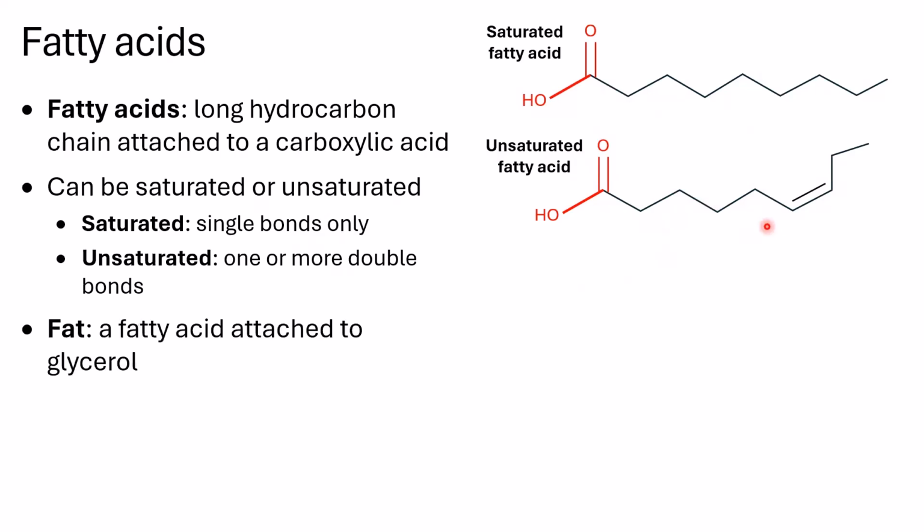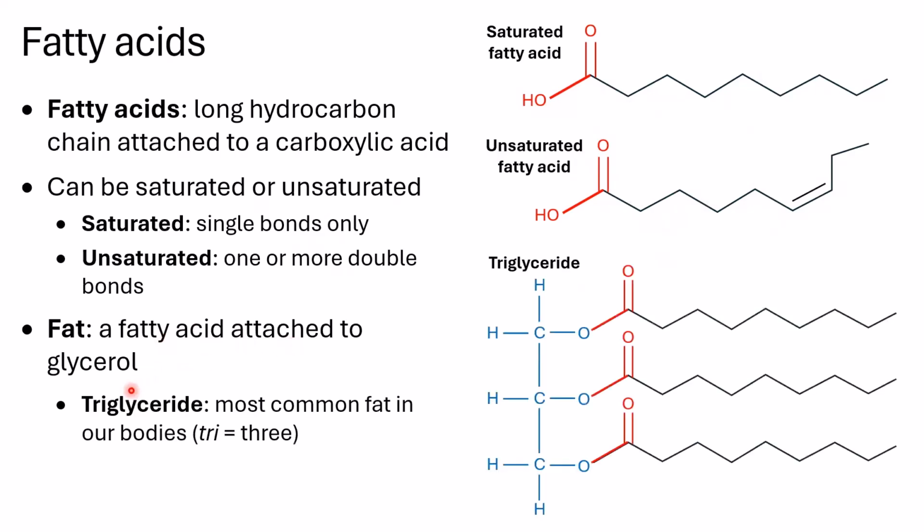A fat specifically refers to a fatty acid that is attached to glycerol, with triglyceride being the most common fat in our bodies. In this structure, I have the glycerol in blue, the carboxylic acid in red, and the hydrocarbon chain in black. Triglyceride refers to there being 3 fatty acid chains attached to one glycerol. Fatty acids can have very long hydrocarbon chains, in some cases over 20. Since there are so many covalent bonds, this makes fats great for energy storage.